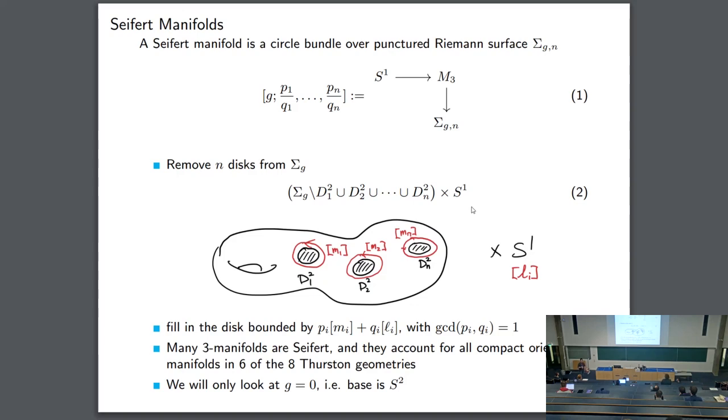This might seem rather simple looking, but it turns out that this is quite general. There's the Thurston geometrization classification, and there are 8 geometries. It turns out 6 of the geometries can be constructed this way. For this talk, I will only look at genus 0, when the base is a sphere.